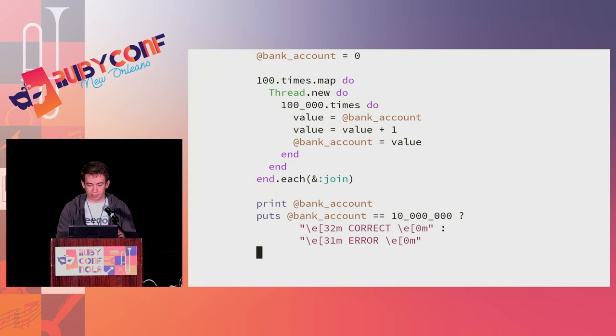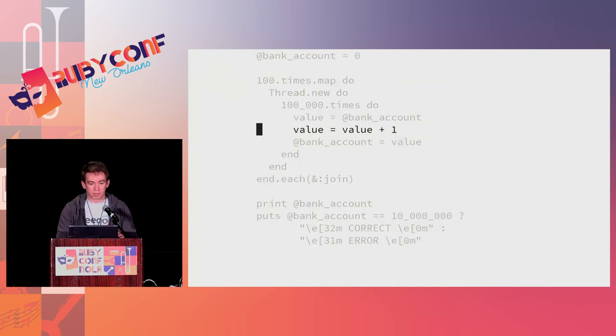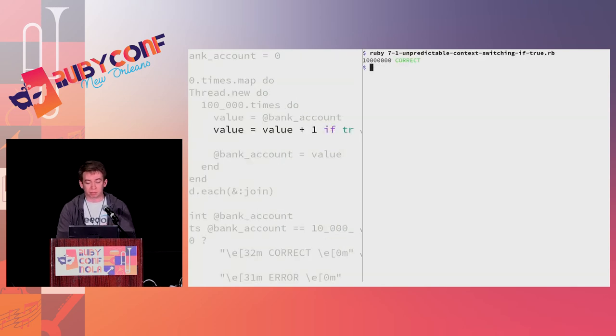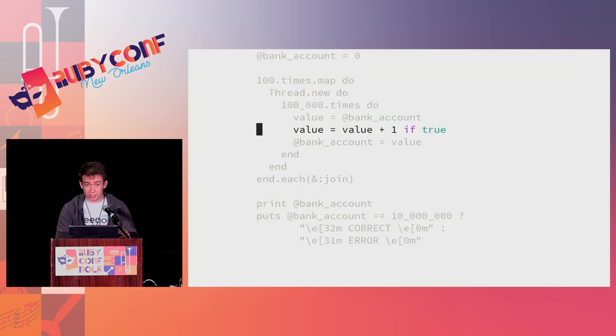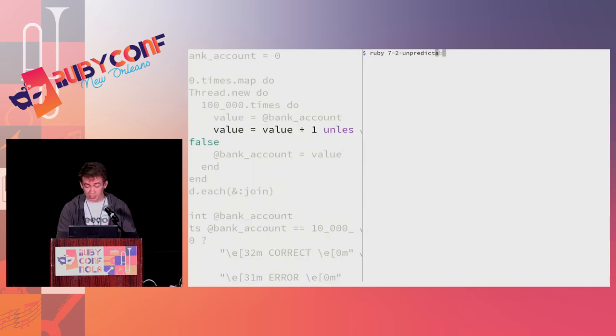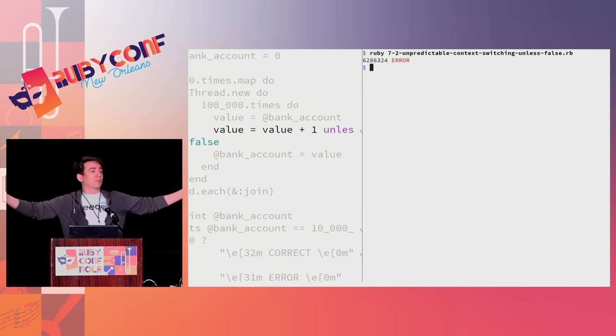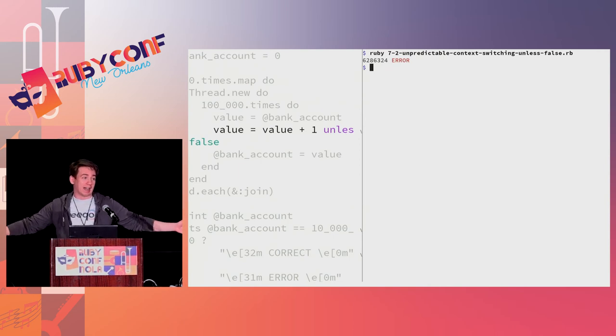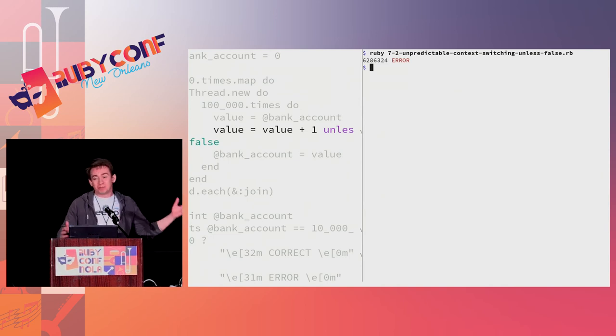Now look very attentively. I'm taking this line, I'm adding 'if true'. It shouldn't change anything, it shouldn't change behavior, it is the same. I'm running it again, and again it's correct. As a next step, I'm converting it to 'unless false'. Again it shouldn't change anything, shouldn't change behavior. I'm running that, boom, race condition. Out of nowhere, unpredictable. How? What is that?